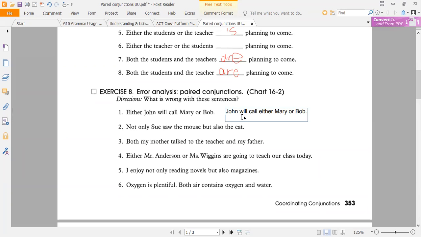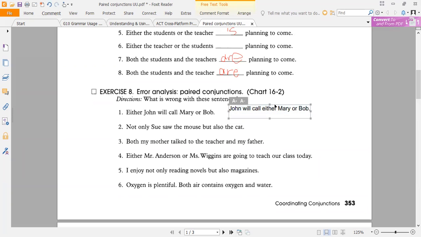Also, we can say either John or Bob will call Mary. That's the other meaning. It depends on the meaning that the speaker wants to convey. What concerns us here is that the sentence must be grammatically correct and it must be parallel. Okay, go ahead with number 2.